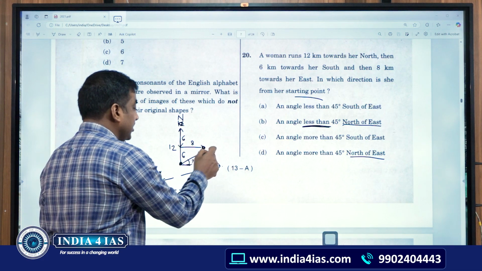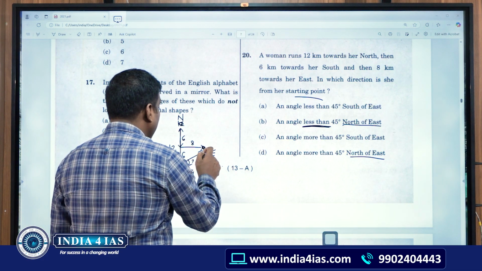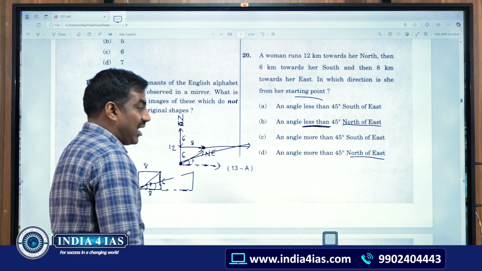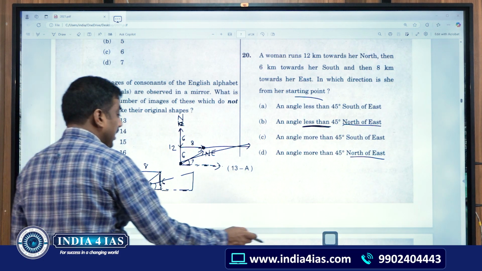This is the angle of elevation here. So definitely it will keep on diminishing as this distance increases. So definitely it is less than half, that is, less than 45 degrees.